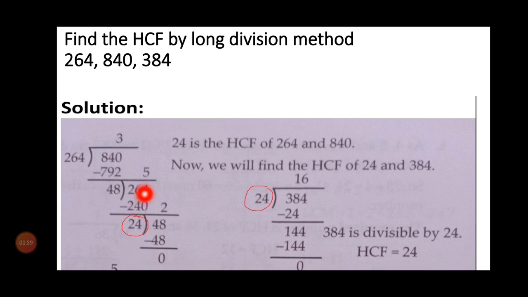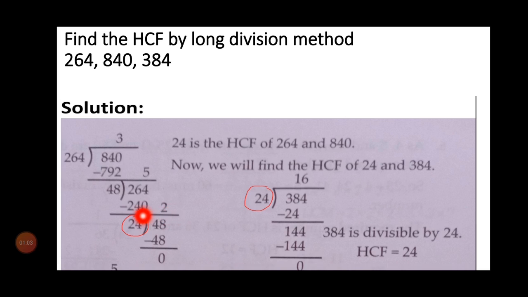Again you have to divide the values. 264 minus 240, how much now? 24. So you get the remainder. That remainder you use as a divisor. Then what do we have? This is the first divisor. This is the second divisor. The second divisor you have to bring as a dividend in the next step. So write it inside the box.